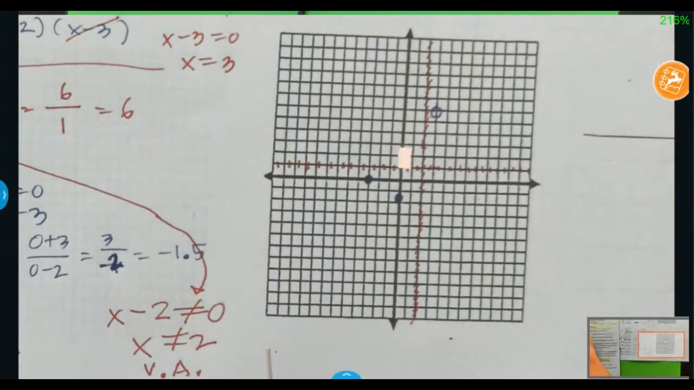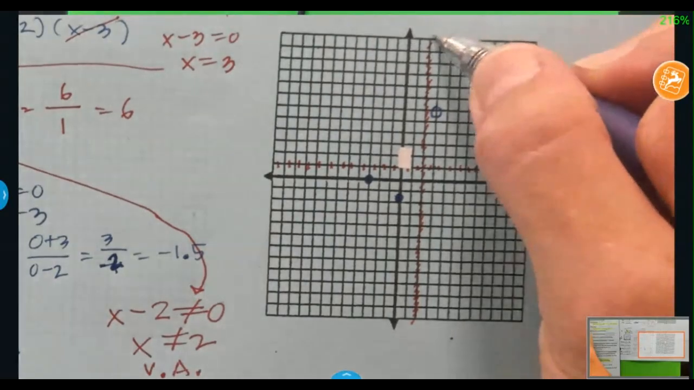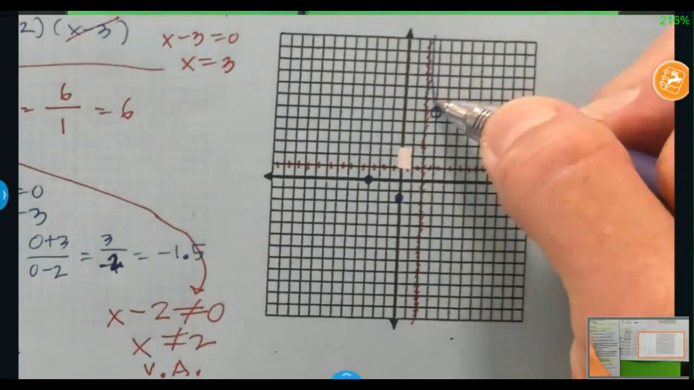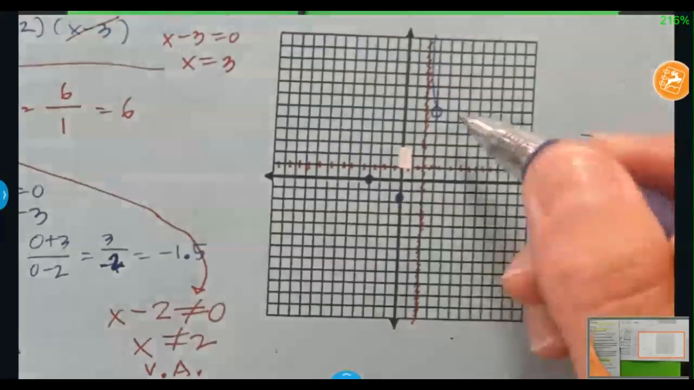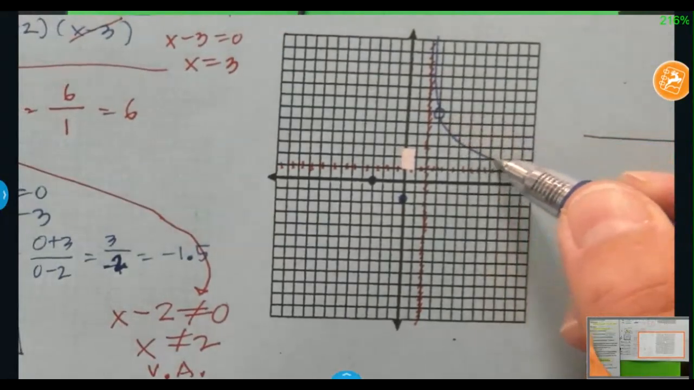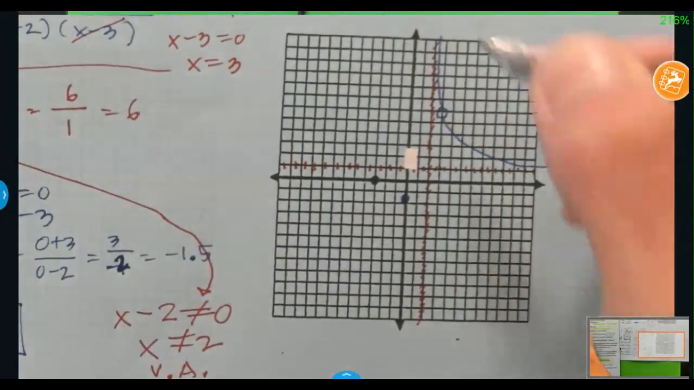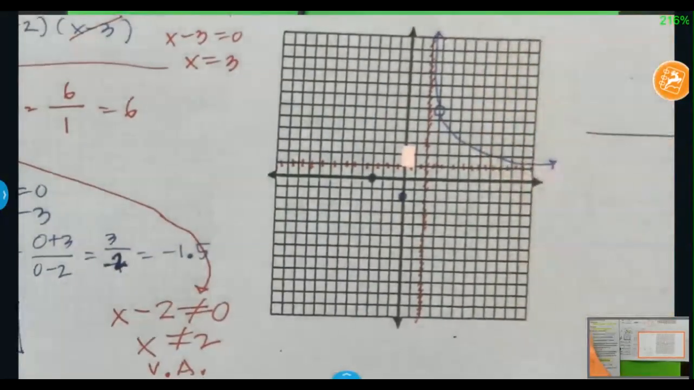So literally, like he just said, get as close as you can, then pick your pencil up and come out of the hole, and then you're going to hug the asymptote. Get as close to the red line as you possibly can without crossing it.